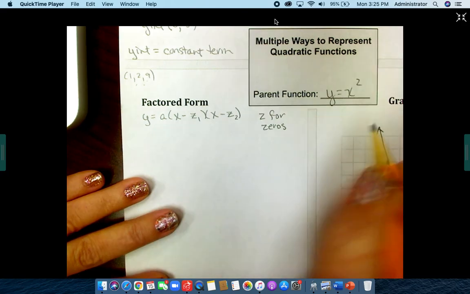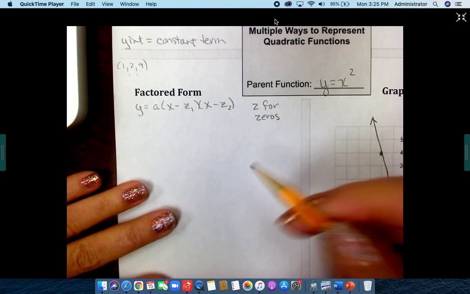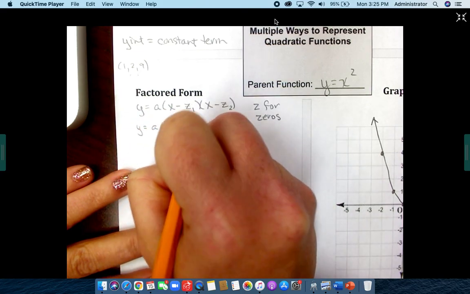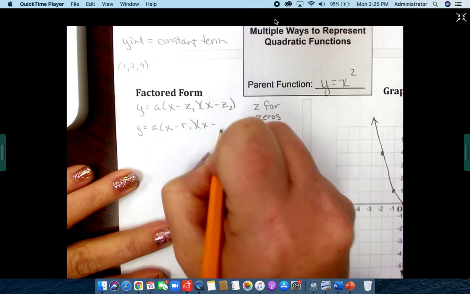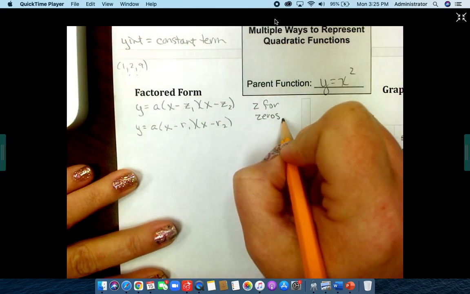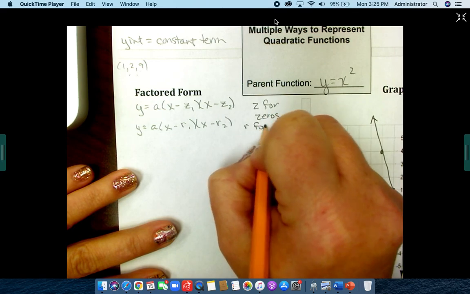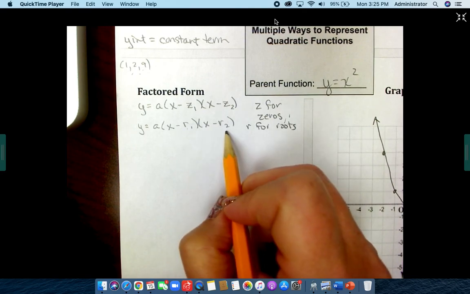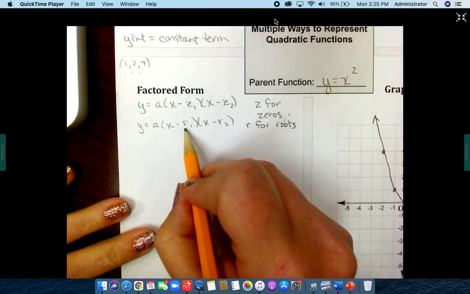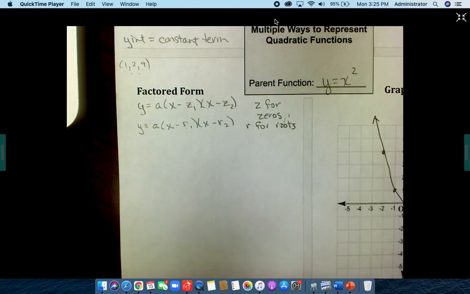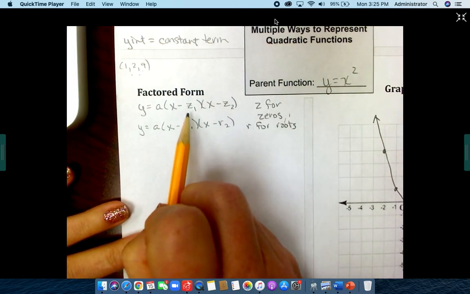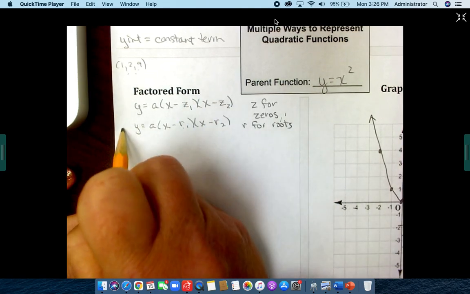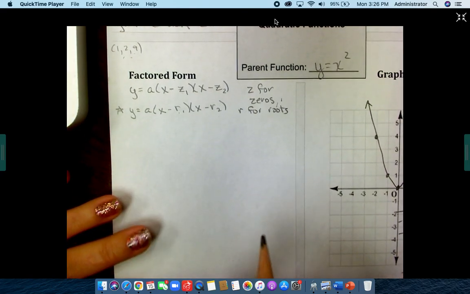So remember, we've already talked about this language of zeros or roots or x-intercepts. In fact, sometimes, depending on what you look up on the internet, you might see it written with r's instead of z's to represent roots. So r for roots. And of course, they can use anything they want. Sometimes I've seen it as p and q, or x sub 1 and x sub 2. So I generally, just because students have a hard time, sometimes it's hard to differentiate between a z and a 2, I tend to stick with this form more than any other, okay?